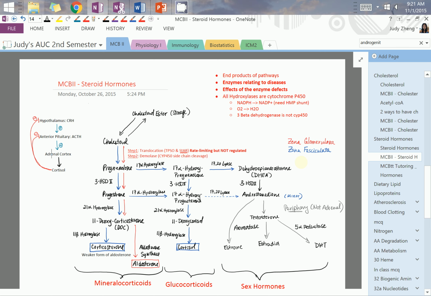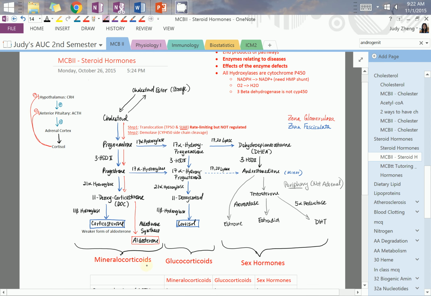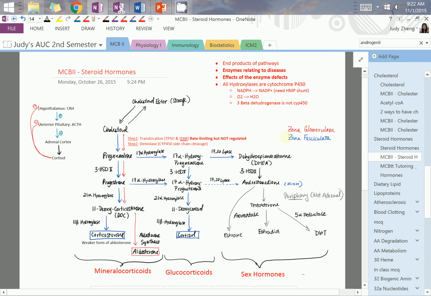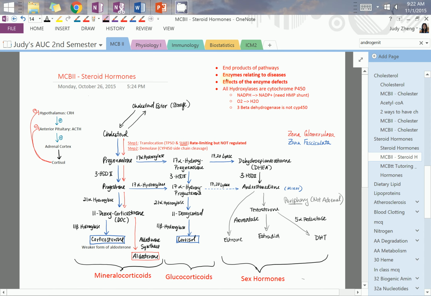So I just want to summarize what you need to know regarding steroid hormones for this MCB steroid hormone lecture. You don't need to know everything. What's most important is you need to know the end product of the pathways. So down here, mineralocorticoids, glucocorticoids, or the sex hormones. You do need to know the enzymes that are relevant to disease. So end product here, and you need to know the enzymes that are relating to the diseases.